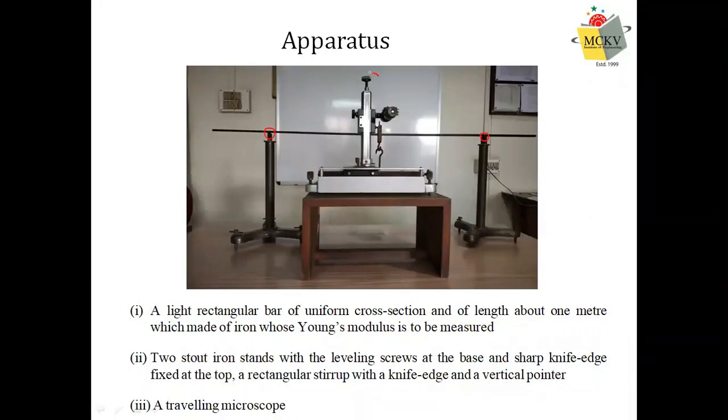This is the traveling microscope that we were talking about. This is the eyepiece through which you will look. This is the pointer on which the eyepiece of the traveling microscope would focus. This is the stirrup. This is the hanger by which the mass would hang. So this is the whole setup. This is the iron bar whose Young's modulus needs to be measured.